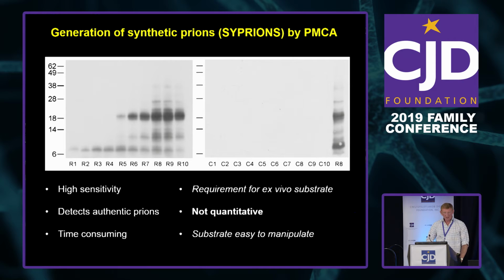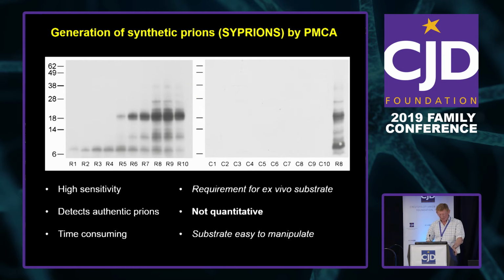Now, a real sea change in PMCA has come about by the ability to replicate prions from recombinant PrP. So this is an example of 10 sequential reactions in this instance, and their analysis by Western blot. So on the left-hand panel, you can see an increasing amount of proteinase K-resistant material, and this is derived from recombinant PrP.